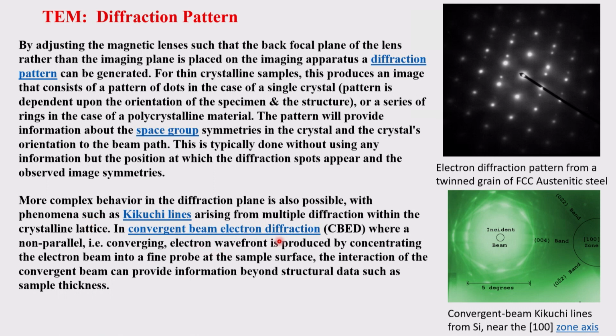So in convergent beam electron diffraction, this is called convergent beam electron diffraction. So you converge the beam and then look at that. A non-parallel converging electron wavefront is produced by concentrating the electron beam into a fine probe at the sample surface. So the interaction of the convergent beam can provide information beyond this particular information. So you can do the convergent beam electron diffraction pattern to get further information.